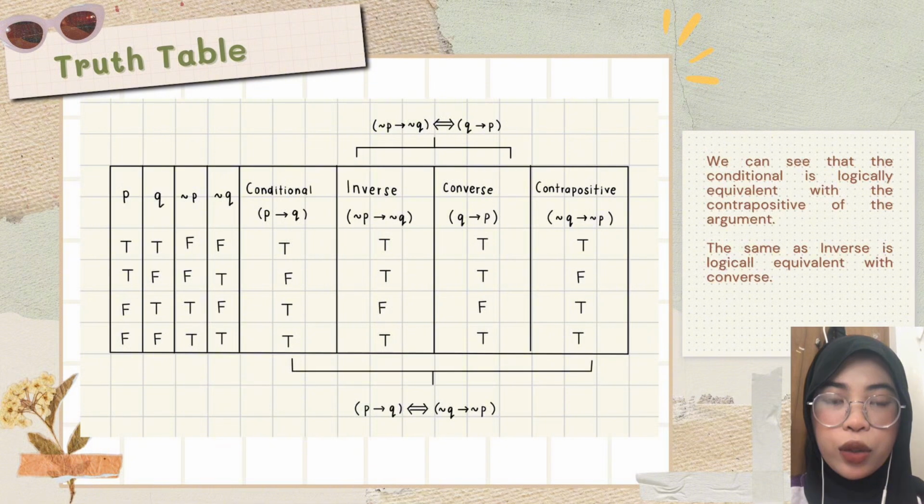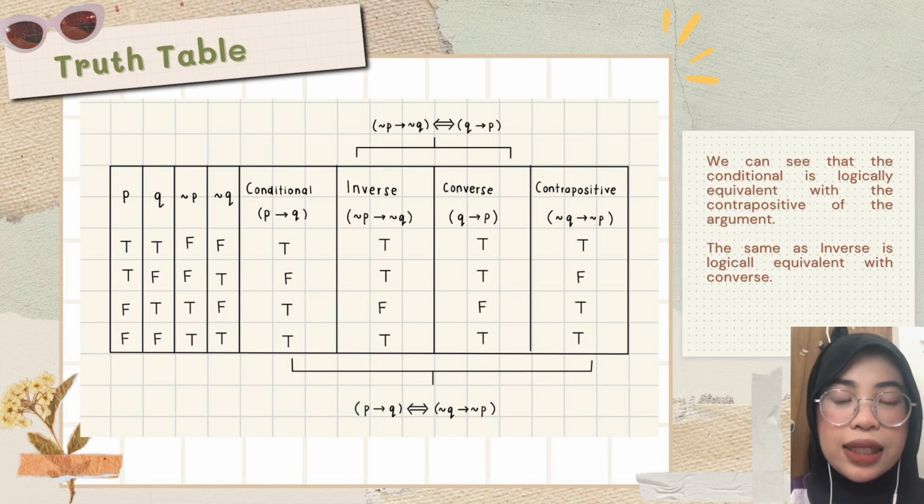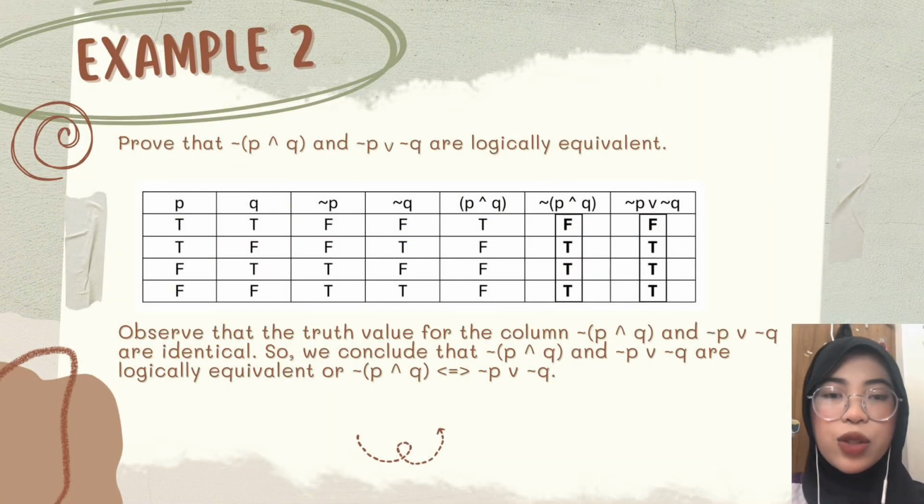Next, I will show the truth table for the statement below. As we can see from the truth table, the conditional is logically equivalent to the contrapositive of the argument. It is the same as the inverse being logically equivalent to the converse. The next one is example 2.